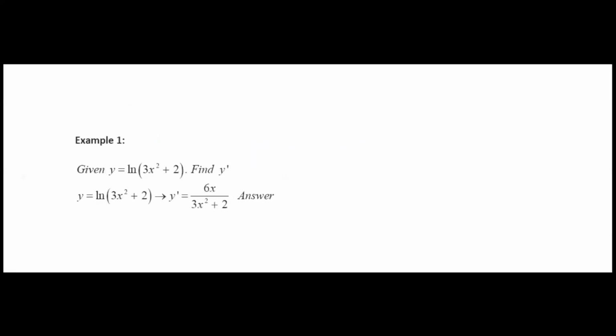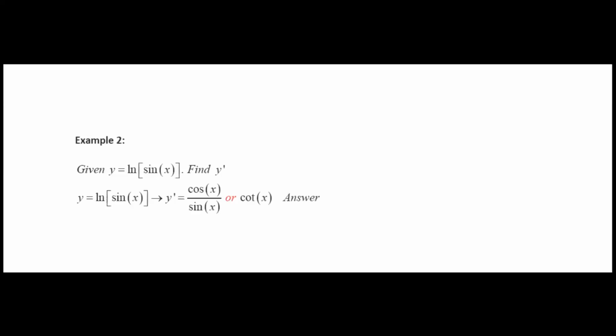Let's look at some examples. Example 1, y is equal to ln of 3x squared plus 2. Find the derivative y prime. Well, the derivative is du or u prime. Now this is u, 3x squared plus 2. So the derivative of this is 6x over u itself, and we're done. It's pretty neat, pretty simple, is it not?